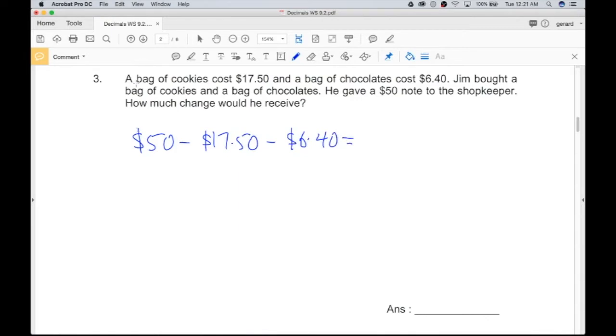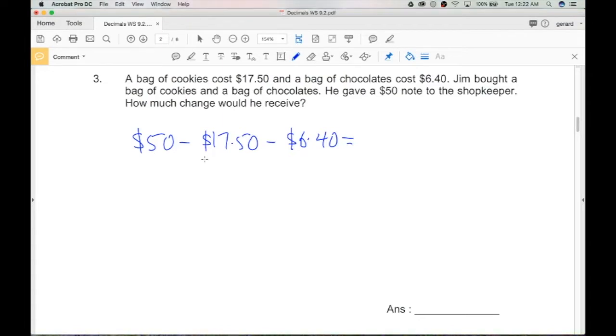Now what we did here, we took how much he paid minus the cost of one bag of cookies minus the cost of one bag of chocolates. Now some of you might have written it as $17.50 plus $6.40 to get the total amount that he was supposed to pay. Then he took $50 and minus off. That's fine as well. Okay, now for this, just give me a while, I'll press my calculator.